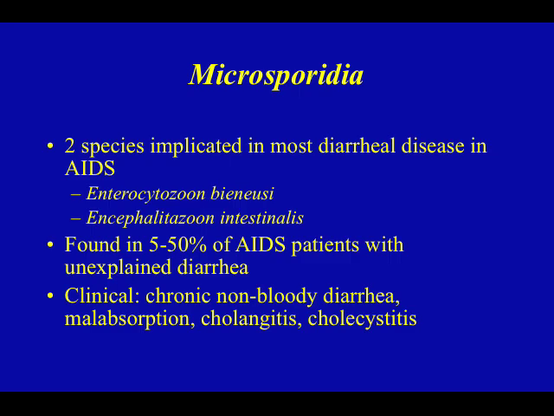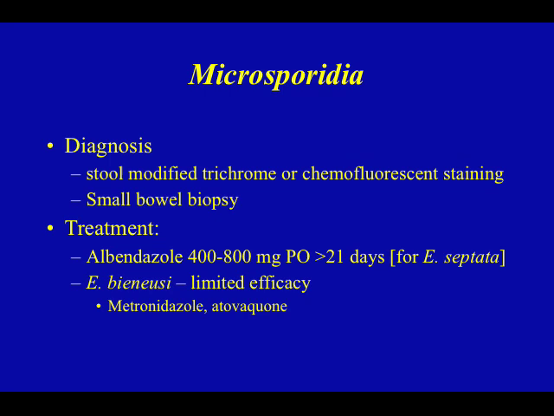Microsporidium, that's the smallest of them all. In HIV/AIDS patients, we have seen 2 that I need you to be aware of: the Enterocytozoon bieneusi and Encephalitozoon intestinalis. It's found in up to 50% of AIDS patients, and it causes unexplained, non-bloody diarrhea, even to the point of malabsorption, cholecystitis, cholangitis. So you can see how important it is to think of them, to order the right test, and to diagnose them. Diagnosis: small bowel biopsy or stool studies.